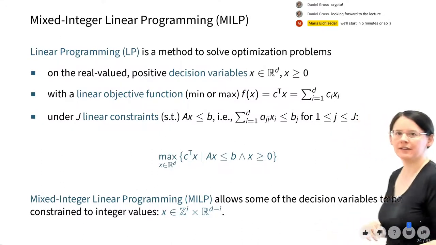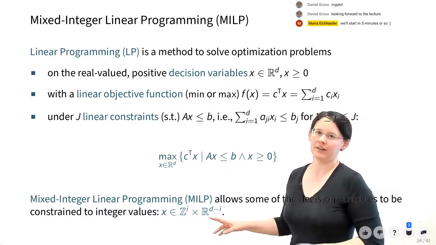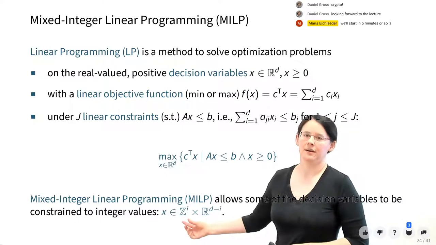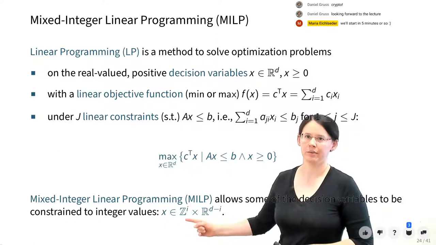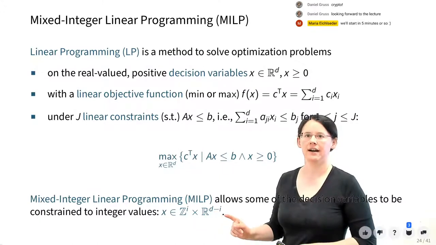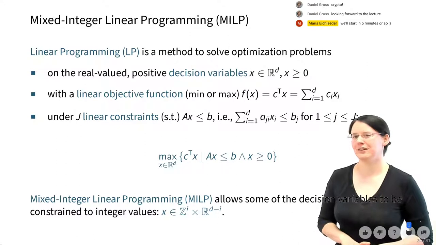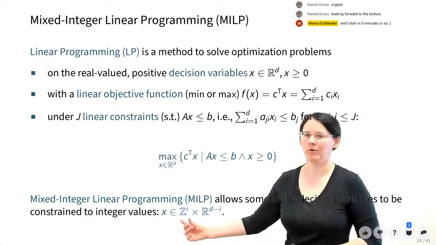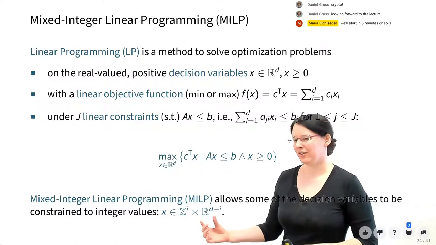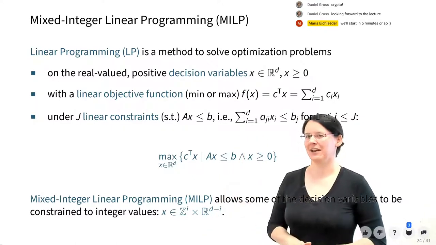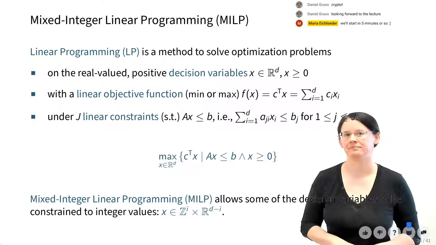So instead of having decision variables in R to the power of D, you can have decision variables in Z to the power of I, so I integer variables, and D minus I real variables. And what actually we're going to do is we're usually going to choose only integer variables and not a single real variable. So we're not really working in the space where this is originally intended for and where this is most efficient, but the solvers still work.